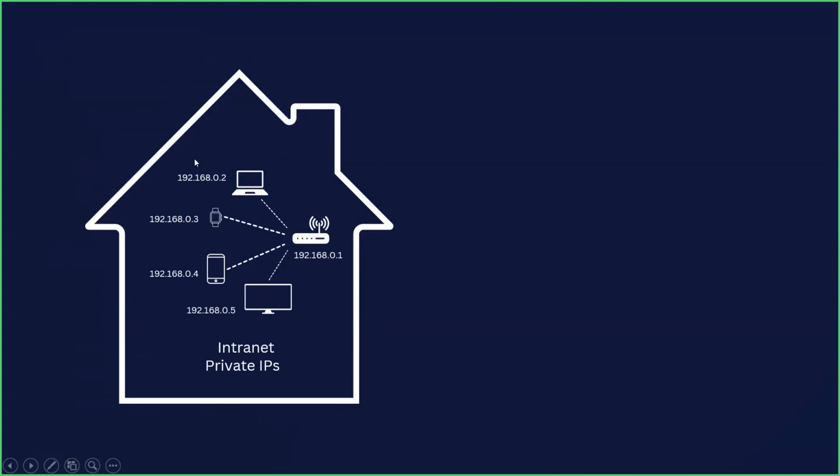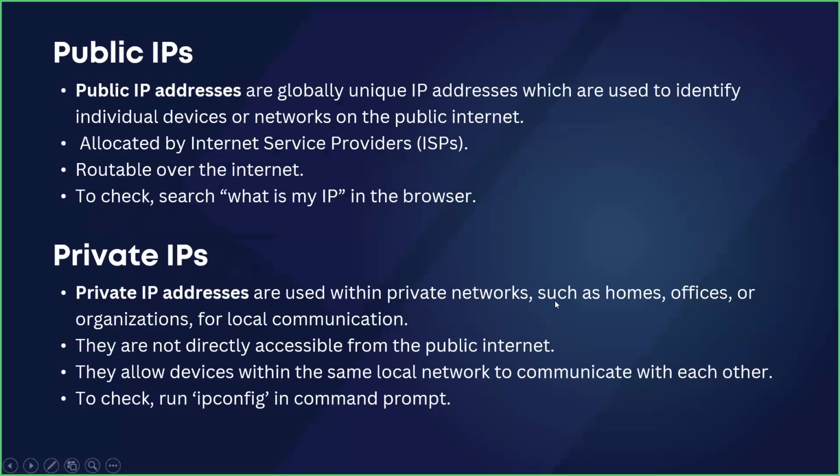Each of these devices is your private device, a device in your local network, which is also commonly known as the intranet. And any of these devices, when they have to communicate with one another, use something called private IPs. So private IPs are basically the IP addresses used within private networks, such as home networks, office networks, organizations, etc., for local communication. Okay. And just with private IPs, guys, you cannot access the internet. So they are not directly accessible from the public internet.